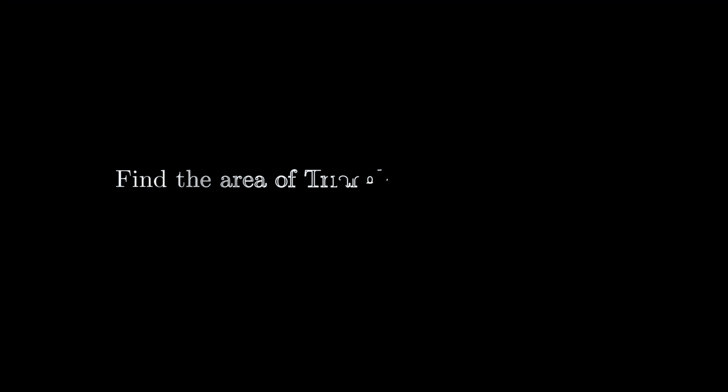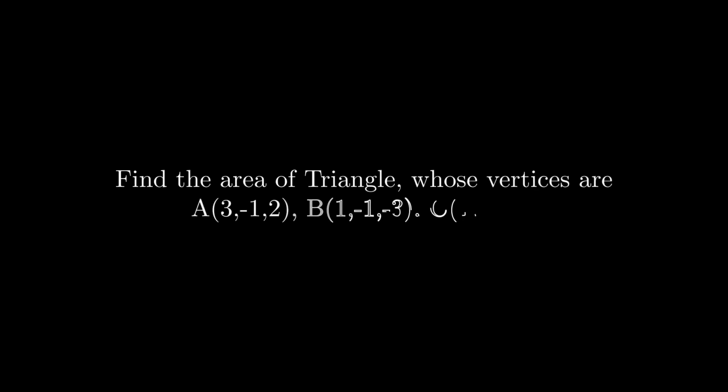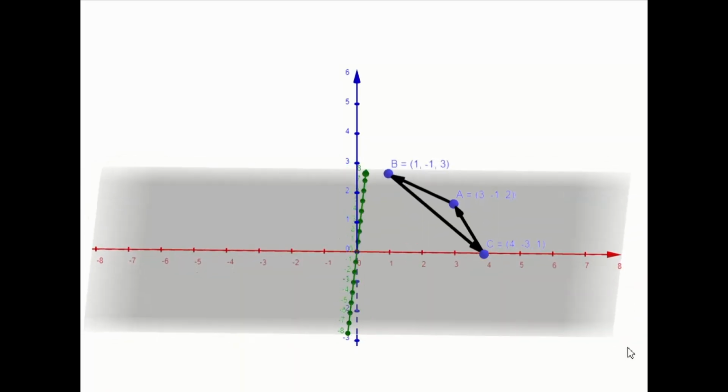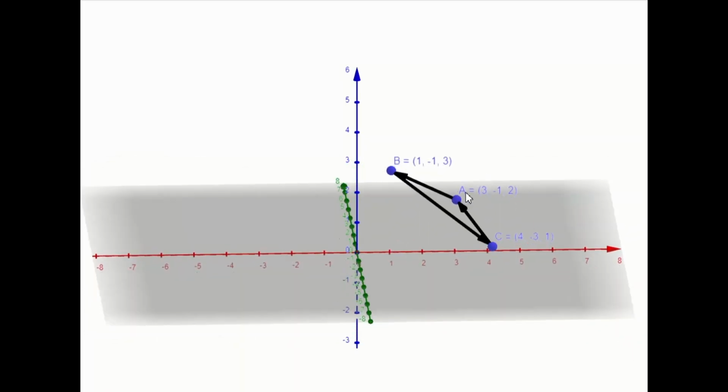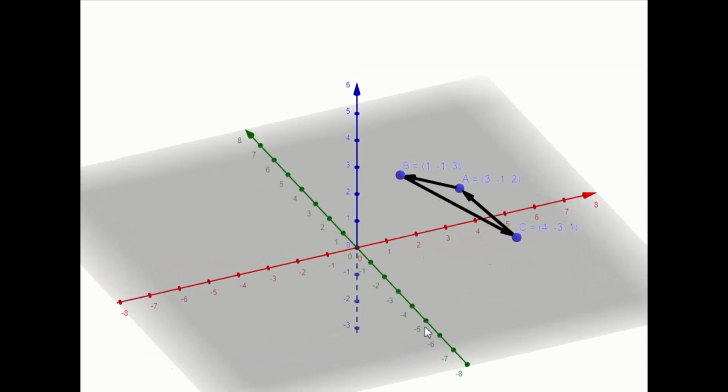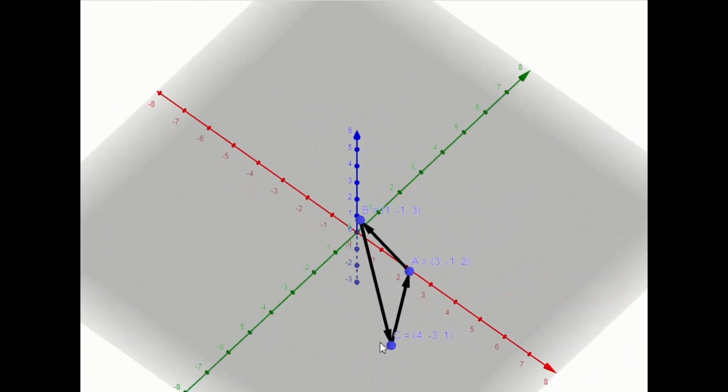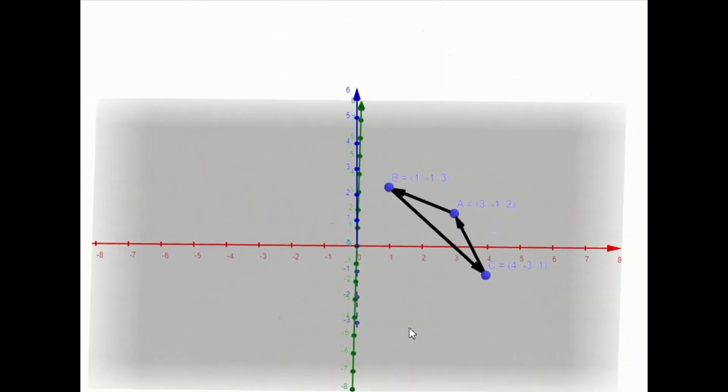Let's look at today's simple problem. Find the area of the triangle whose vertices ABC are given in vectors. If we represent these coordinates in three-dimensional space, this is how it looks. We can see this by rotating from different directions. This gives a better view of the triangle.